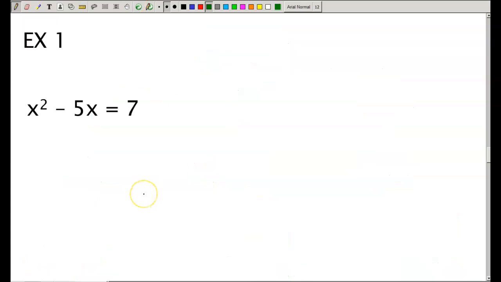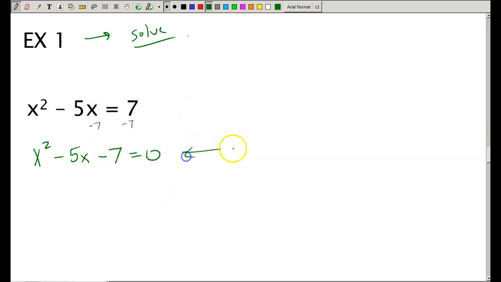Let's do example 1. The instructions for example 1 would just be to solve that equation. And so if you want to solve this equation, we're going to put it into standard form first. So we're going to say, okay, x squared minus 5x. We're going to subtract the 7 from both sides. So this is going to be minus 7 equals 0. So now this is in standard form.